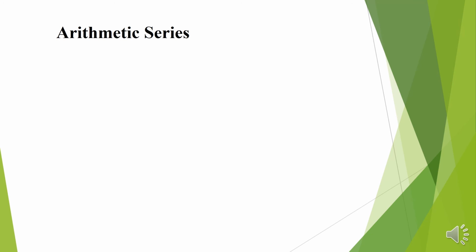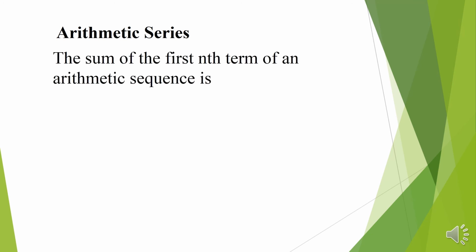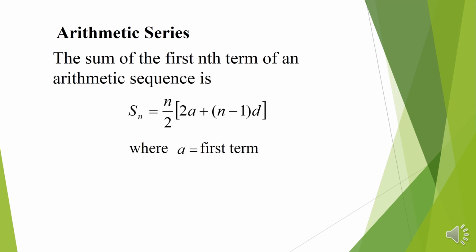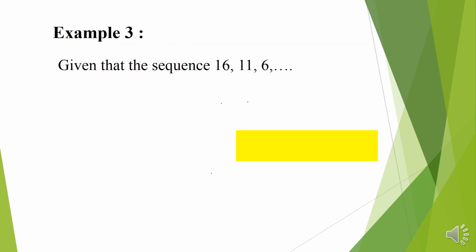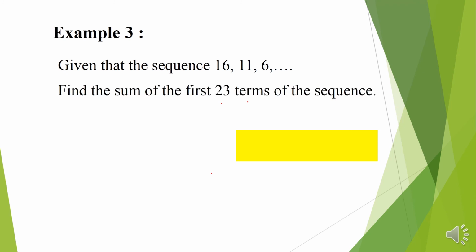Okay, and the last one for today is the arithmetic series. An arithmetic series is the sum of the first n terms of an arithmetic sequence, which is given by Sn equals n over 2 times 2A plus n minus 1 times D, where A is the first term and D is the common difference. Let us look at example 3. Given the sequence 16, 11, 6, find the sum of the first 23 terms of the sequence.